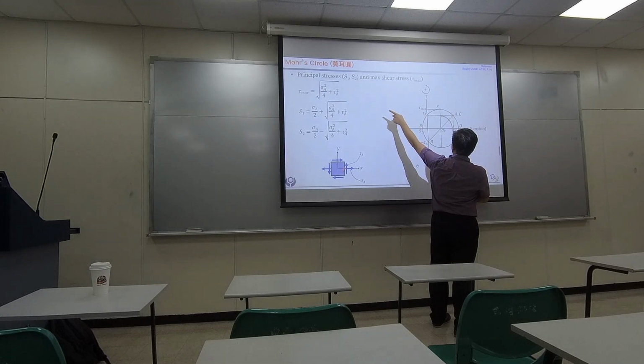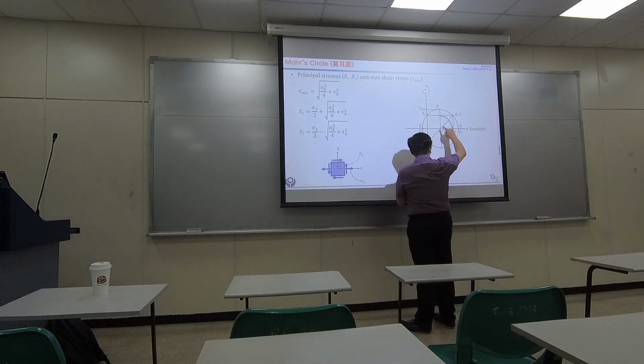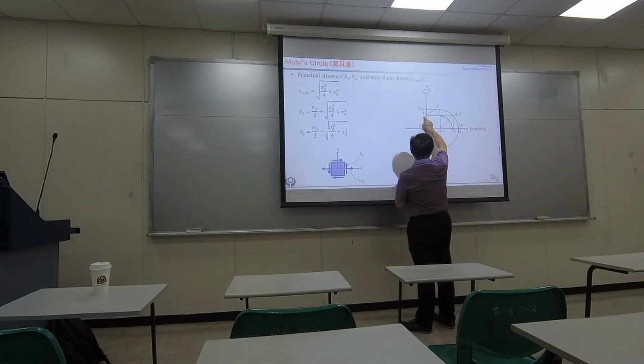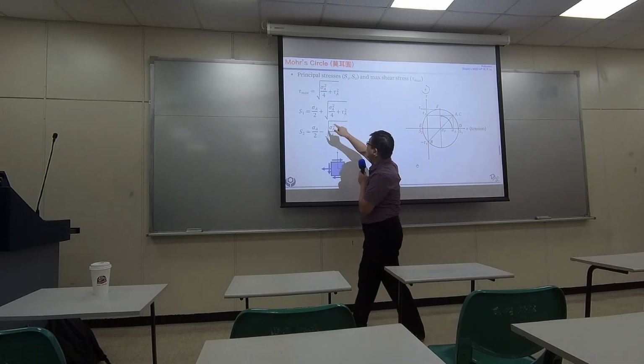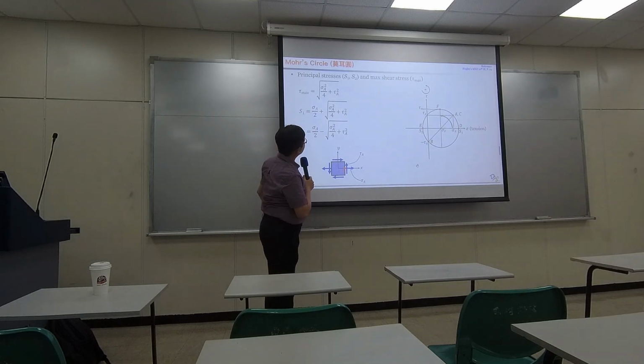Is that wrong? No, it's not wrong. Okay. From this point to this point is sigma A, but you only need a half of it, right? That's why this distance is half of sigma A. So you take the square of half of sigma A and the square of tau A, sum them up, and take the square root. That's why the radius could be computed like that.